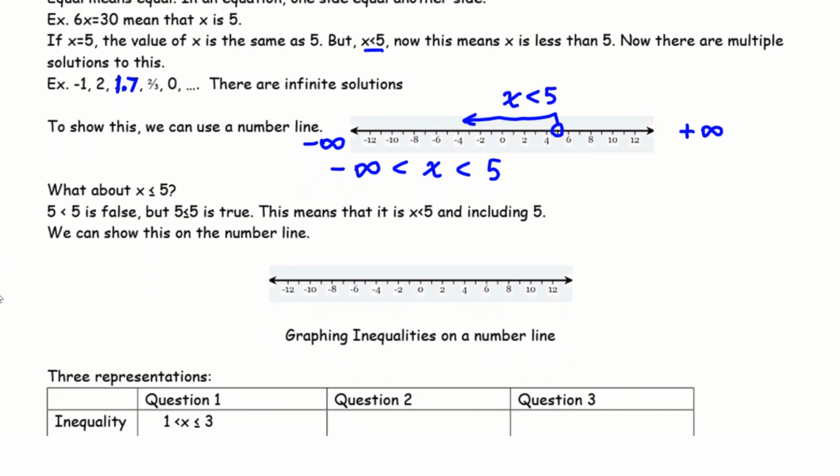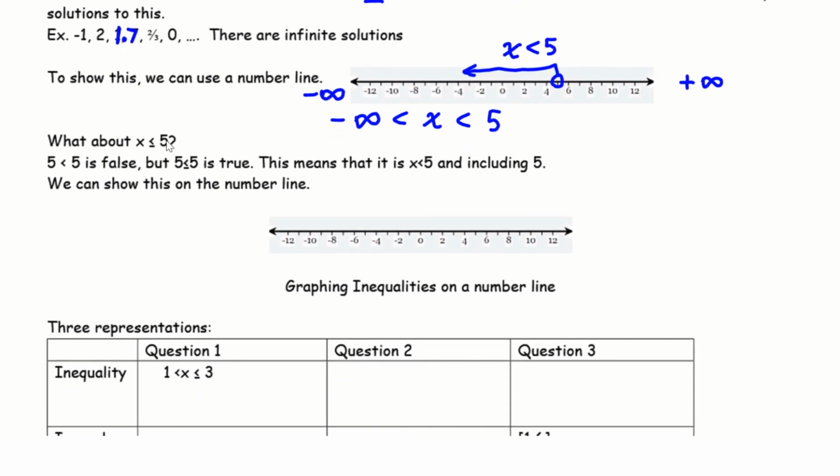And how about x less than or equal to 5? So 5 is not less than 5, but 5 is less than or equal to 5. It's correct. So x less than 5 and including 5. So x less than or equal to 5 means x less than 5, but also equal to 5, including 5. If we draw the solutions for this one, it will be a solid dot, then to the left side.